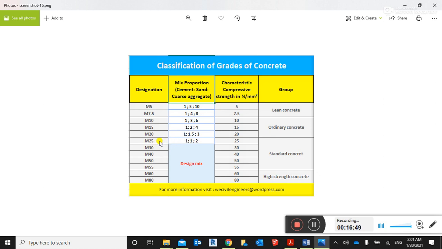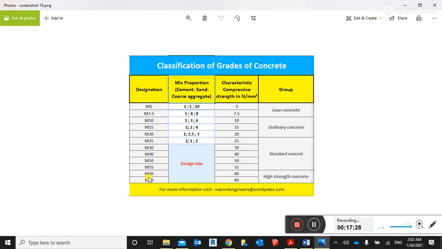From M25 to M55, sorry, from M25 to M55, this is, guys, design mix concrete. This is the standard concrete. We can use it for slab casting, beam casting, and column casting, guys. This is a high grade concrete. This comes under standard concrete, guys.